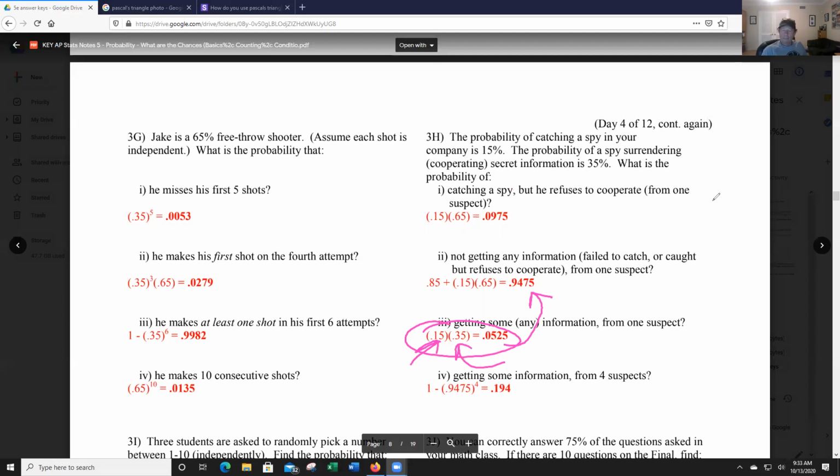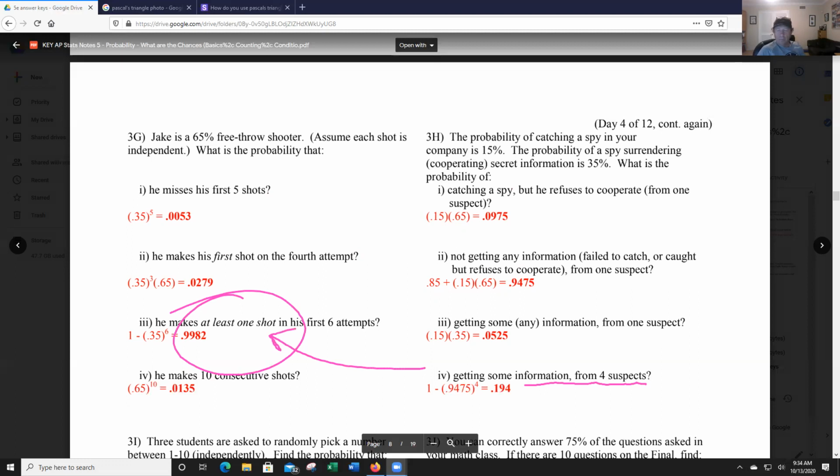All right. Now, the last one, getting some information from 4 suspects. This is a fancy way of this right here. This is a fancy wording on this one. Some information from 4 suspects, that's at least one person talking. Fancy way of looking at that. Pretty cool. So I'm going to go with 1 minus none, right?